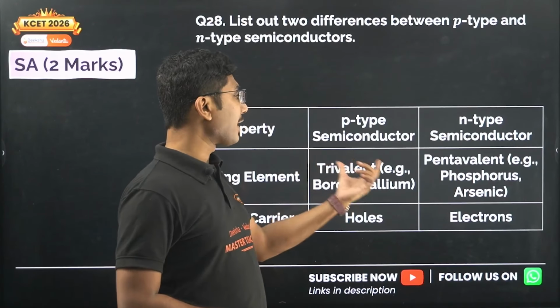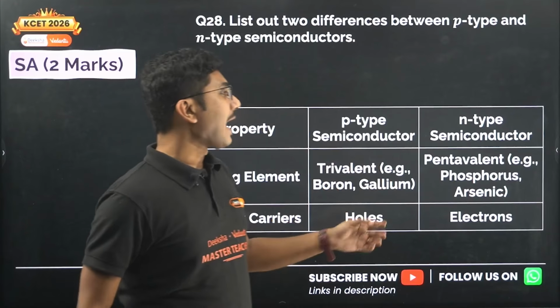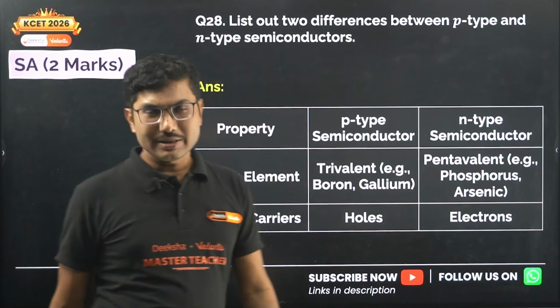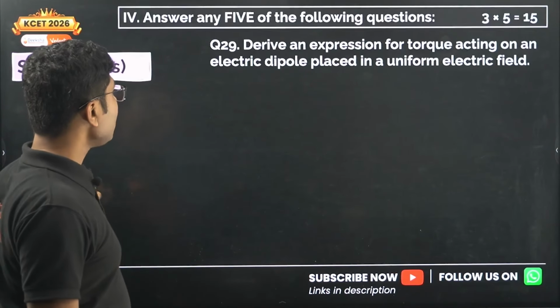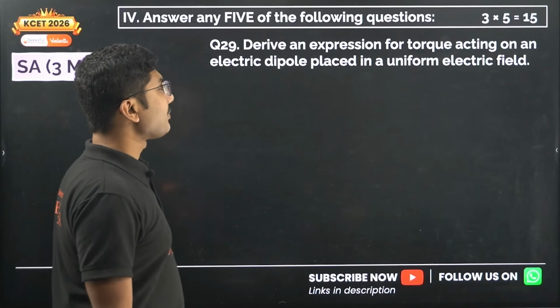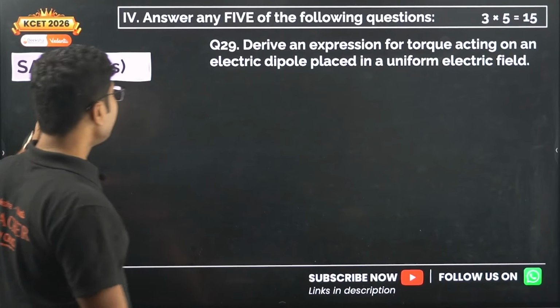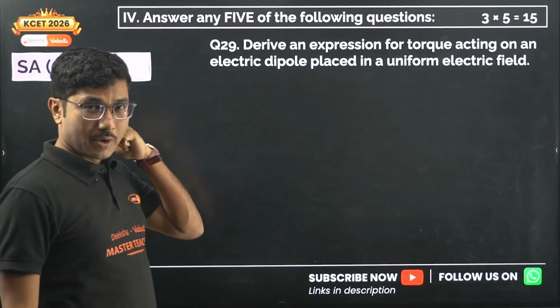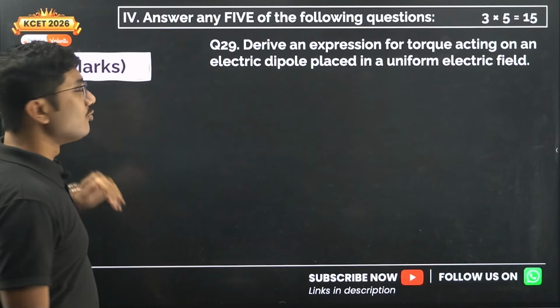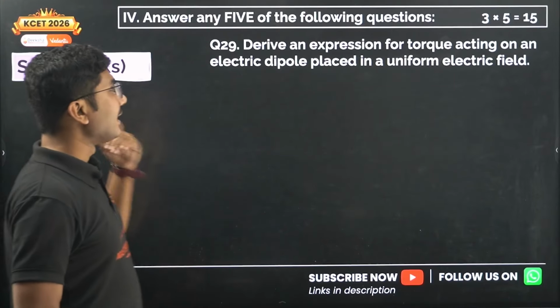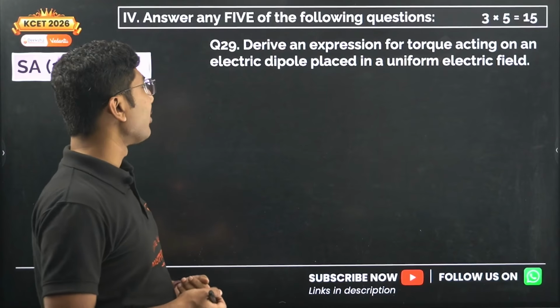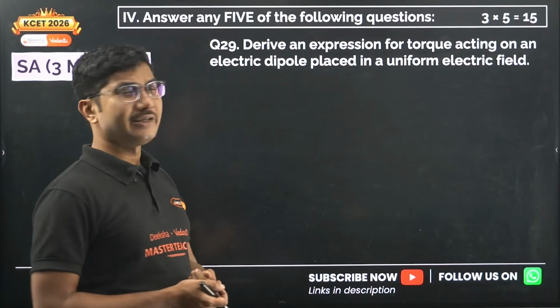For example, boron and gallium are used as trivalent and phosphorus and arsenic are used as pentavalent. Next question, derive an expression for... now we have completed all the 2 marker questions quickly. Let's move into the 3 marker section. Derive the expression for torque acting on an electric dipole placed in a uniform electric field.